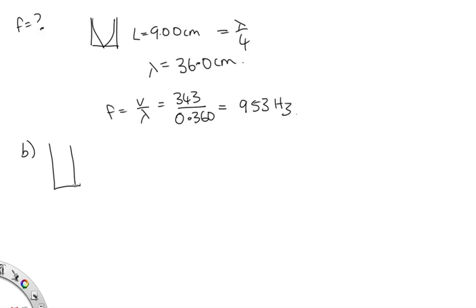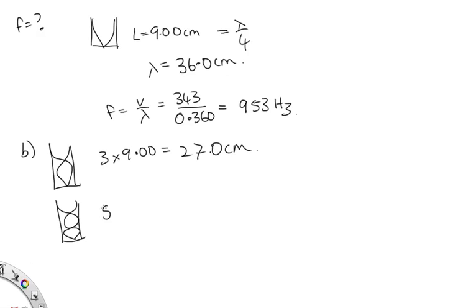Well, they'll be heard when we've got 3/4 of a wavelength. So that's 3 times 1/4, which is 3 times 9. So that gives us 27.0 centimeters. And then the next one will be when we've got 5/4 of a wavelength, so 5 times 9, which gives us 45.0 centimeters.